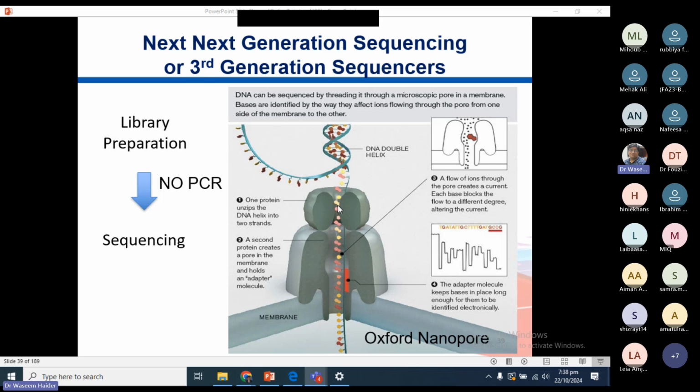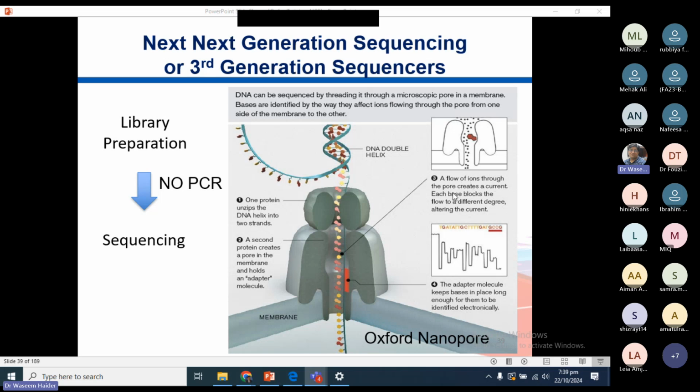They should pass through this, and there is some movement going on here, some physiological changes happening, right? What happens here is one protein unzips the DNA helix into two strands. The second one then creates a pore in the membrane and holds an adapter molecule, right? That adapter molecule keeps bases in place long enough for them to be identified electronically. So there is a molecule here, there is some electrical system going on. So what happens over here?